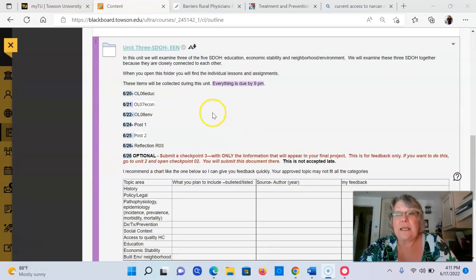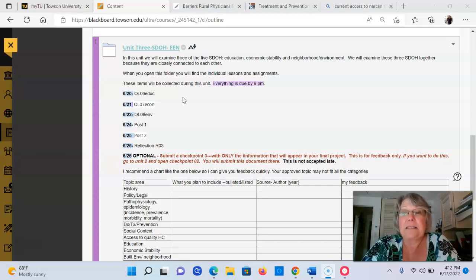Moving on to Unit 3, on the 20th you have an online assignment due for the social determinant of health education. On the 21st, an assignment due on the social determinant of health economics or economic stability, and on 6/22 the assignment is on built environment or neighborhood. So I want to talk a little bit about these, especially education, because people get confused on what this is.